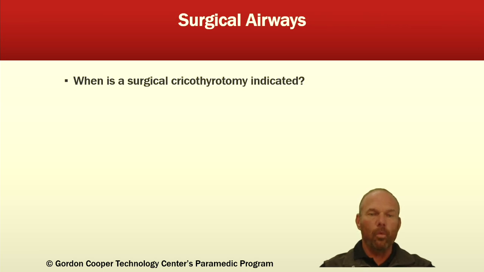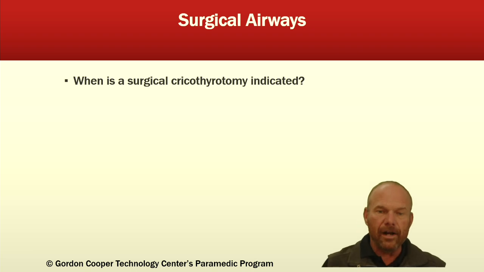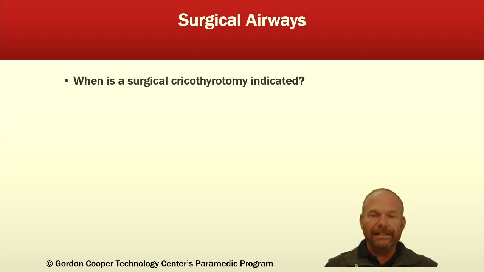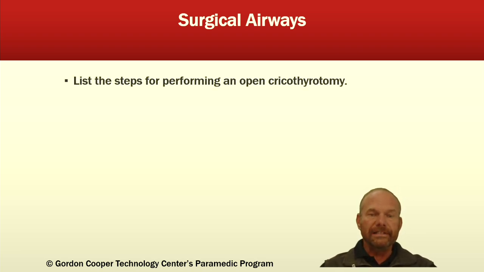Surgical airways. When is a surgical cricothyrotomy indicated? Pause. When a patent airway cannot be secured through other means due to obstruction or even trauma. So list the steps for performing an open cric. And this is just broad steps. I'm going to tell you about 4. So just write down those steps for performing an open cricothyrotomy.